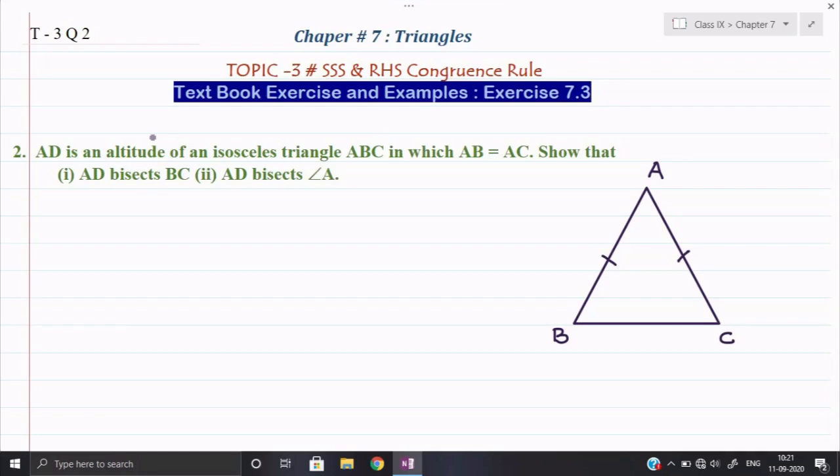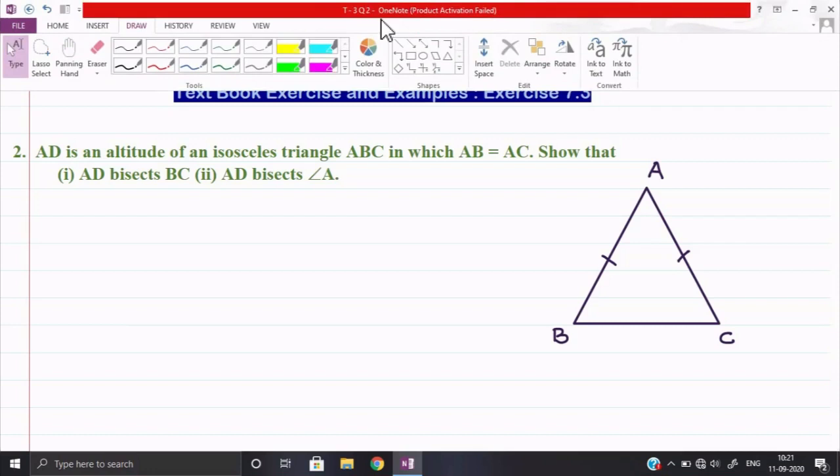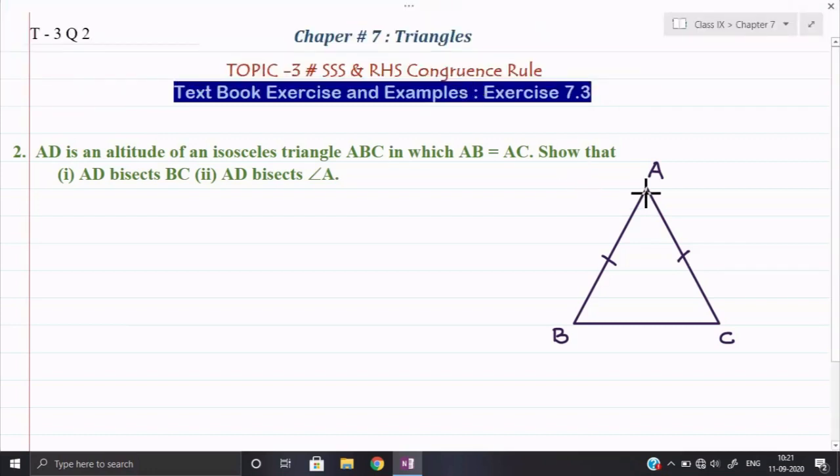Now see, if I draw the perpendicular from the vertex A, then it will be drawn onto the side BC. So let us draw one perpendicular on side BC through the vertex A. Yes, right. So this is my perpendicular, and this perpendicular I will name AD. This is the given perpendicular to us.